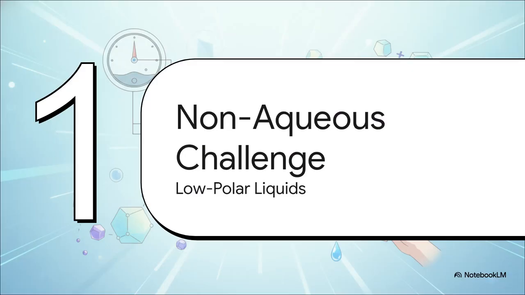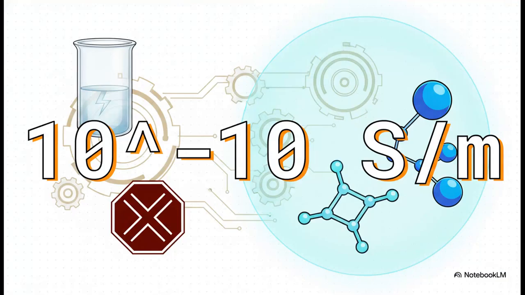All right, part 3, the non-aqueous challenge, conductivity in low polar liquids. We've talked about water, but what happens when we switch to non-aqueous solutions like toluene or hexane? The conductivity just absolutely plummets. I mean, we're talking incredibly tiny numbers, like 10^-10 Siemens per meter. Why the massive drop? Well, it's because the dielectric constant of these liquids is just so incredibly low. Their ability to store electrical energy and separate charges is basically nothing compared to water, which totally changes the rules of the game.